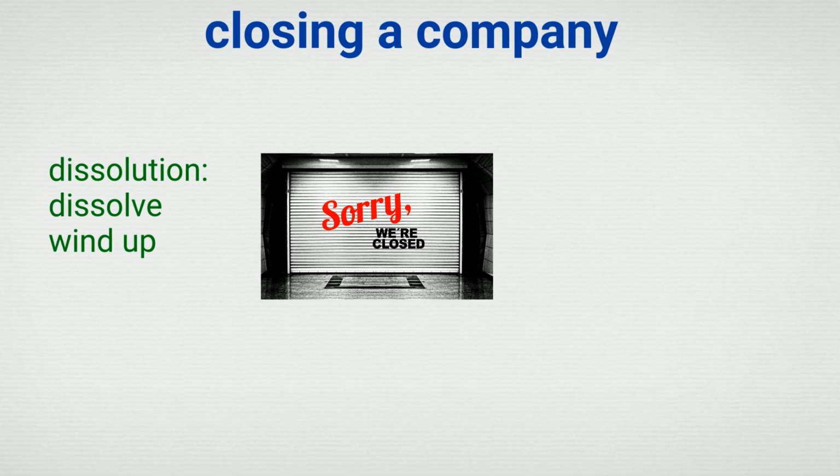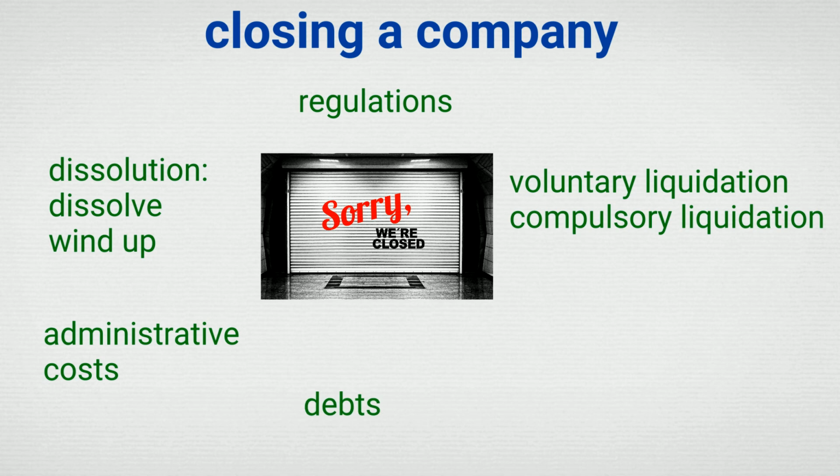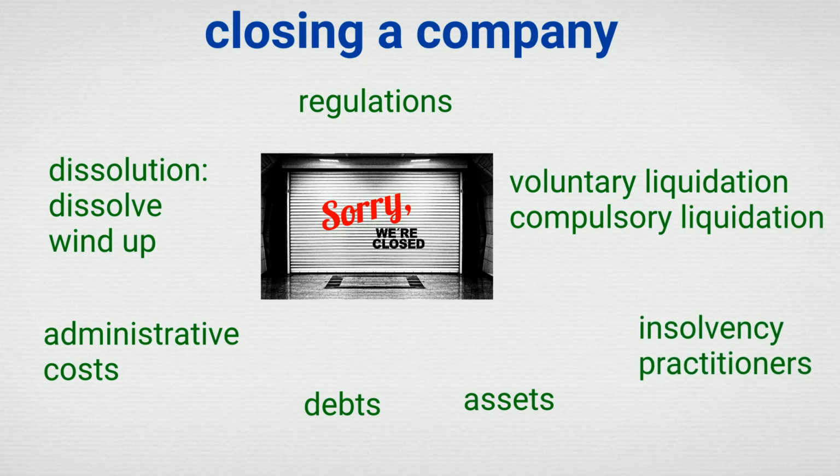Sometimes to close a company is more difficult than to open it, and closing the company is also called dissolution of the company. So you can dissolve your company or wind it up, and doing so you must follow certain regulations. Dissolution of the company or its liquidation can be voluntary or compulsory in a situation when it can no longer be a going concern.